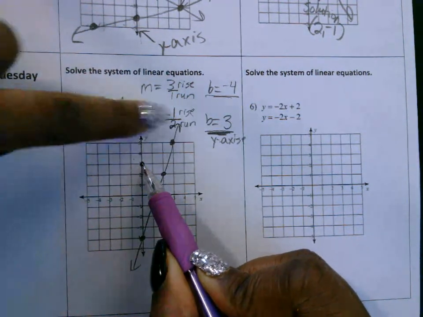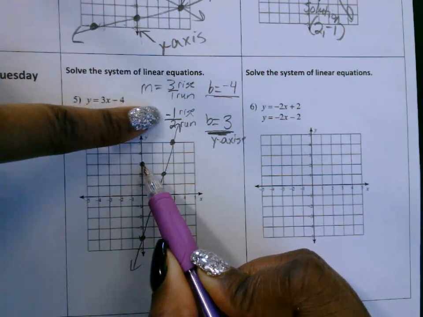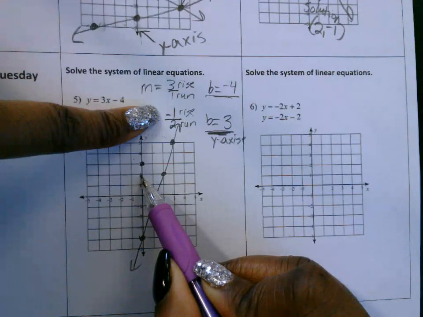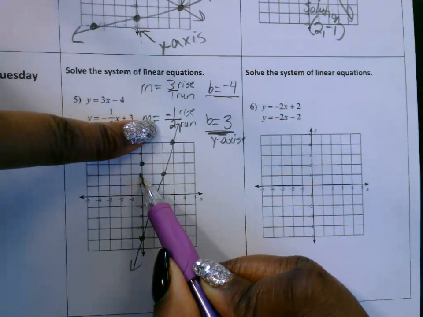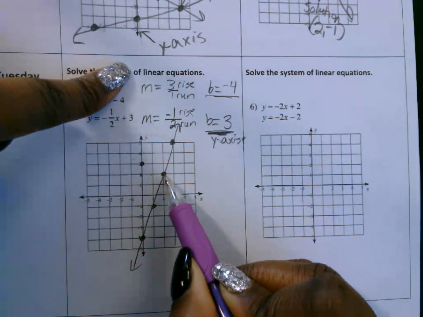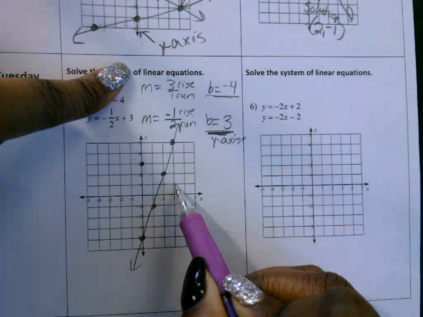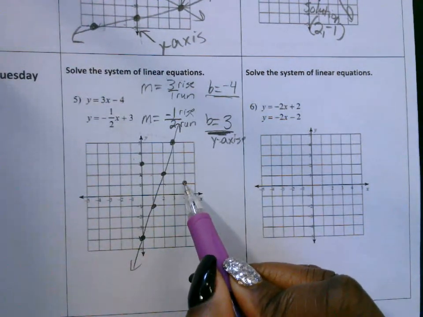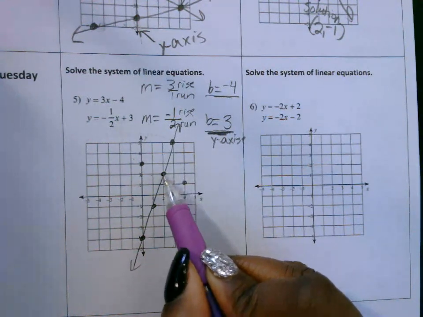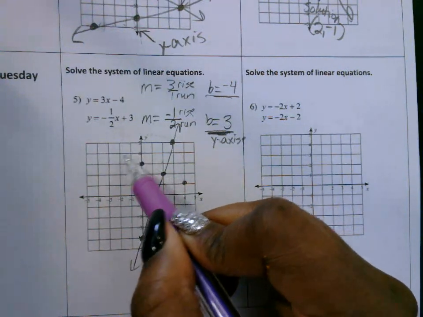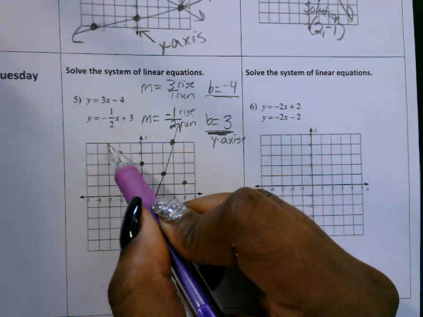Now where do we go? We're using our rise over run. Top number is -1 as our rise. What does that mean that we do? Up or down? Down 1. And then run is positive 2. Where does that mean we go? To the right 2. Right here. Okay, down 1, over to the right 2. Down 1, right 2. Pointing in the opposite direction means I have to go up 1 and to the left 2. Up 1, left 2.